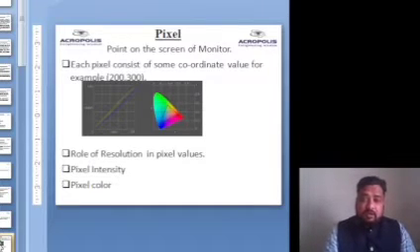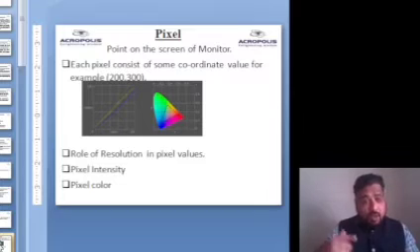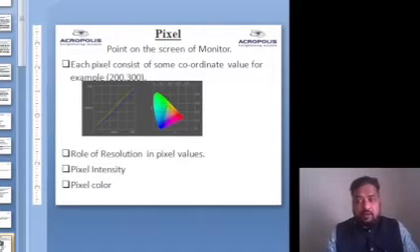If the size of the pixel is decreased, then the number of pixels on the screen will increase, and with the increase in pixels, the resolution of the screen will also increase. Means the number of pixels is directly proportional to the resolution. If the number of pixels increases, then the resolution of the screen will also increase. So here we are able to understand the definition of a pixel.